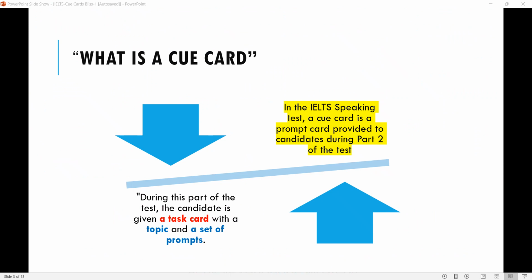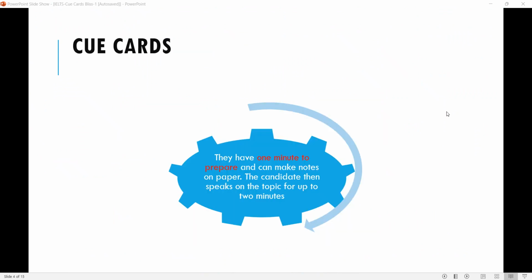So, what is a cue card in speaking test part 2? In the IELTS speaking test, a cue card is a prompt card provided to candidates during part 2 of the test. During this part of the test, the candidate is given a task card with a topic and a set of prompts. The most important thing is the time. When you are given a cue card, you will have 1 minute to prepare and you can make notes on paper. The candidate then speaks on the topic for up to 2 minutes.